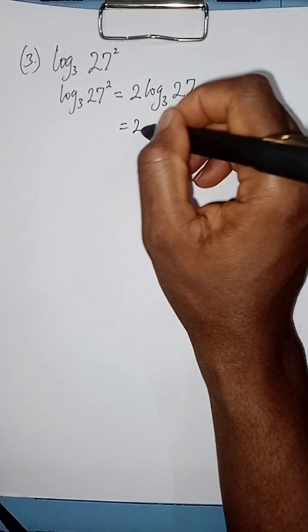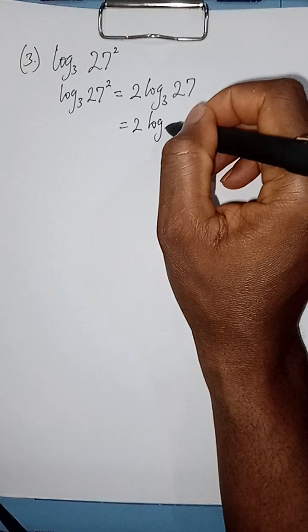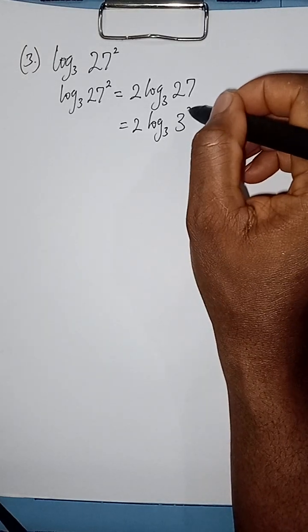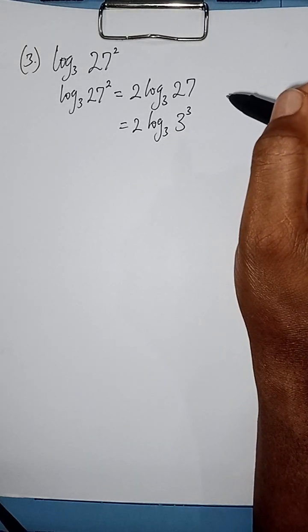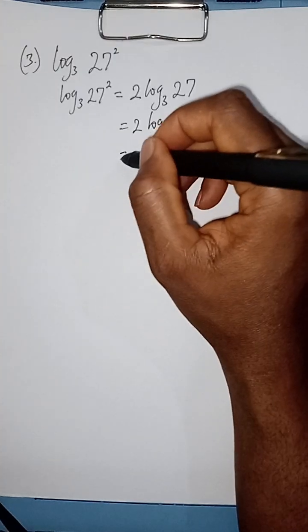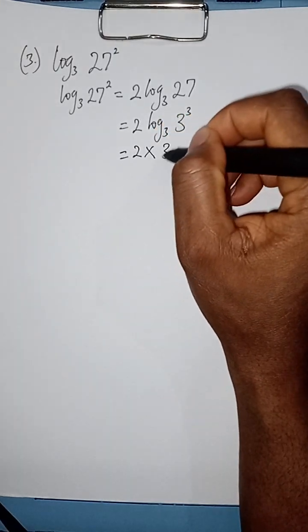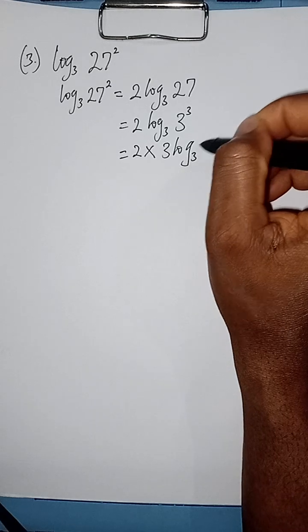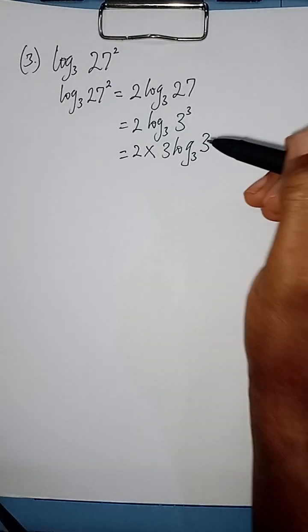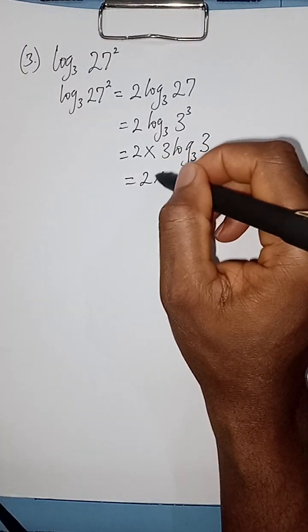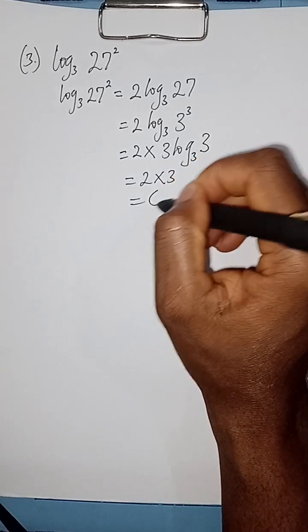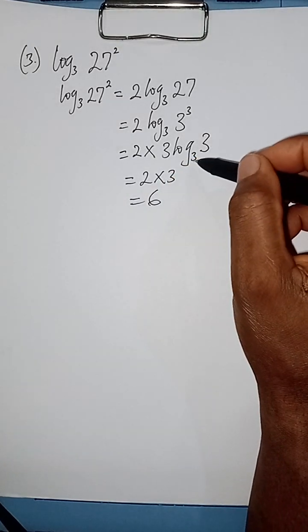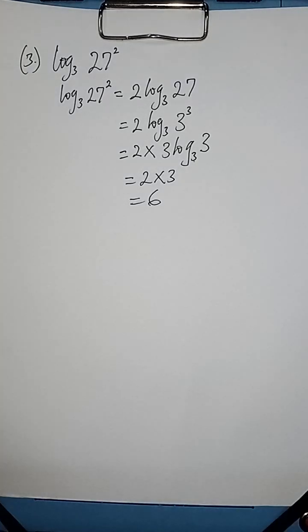And this will be 2 log 3 raised to power 3, because 3 raised to power 3 is 27. The 3 comes to the side again, it becomes 2 times 3 log 3 to base 3, which is 2 times 3. That gives you 6. Log 3 to base 3 is 1. So that's not difficult at all, very easy.